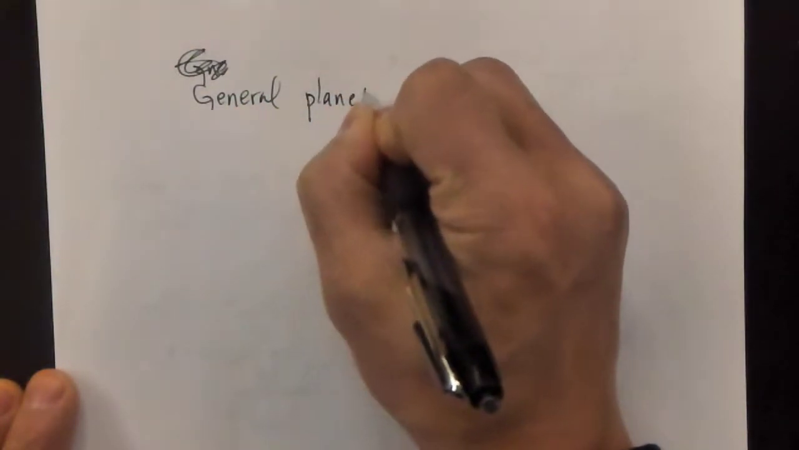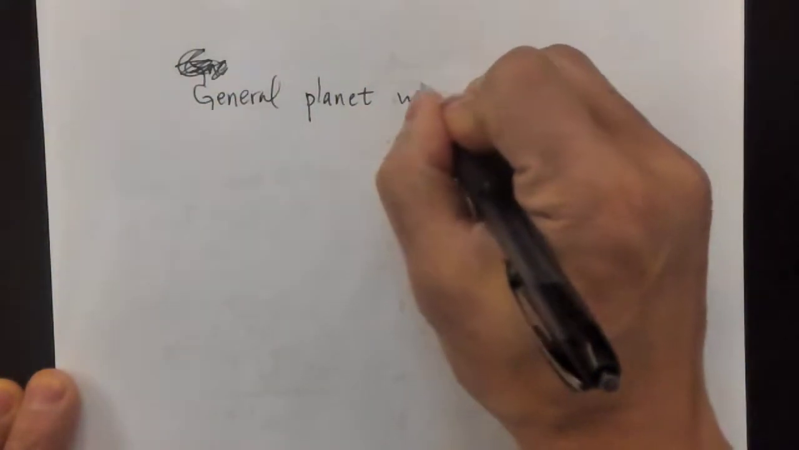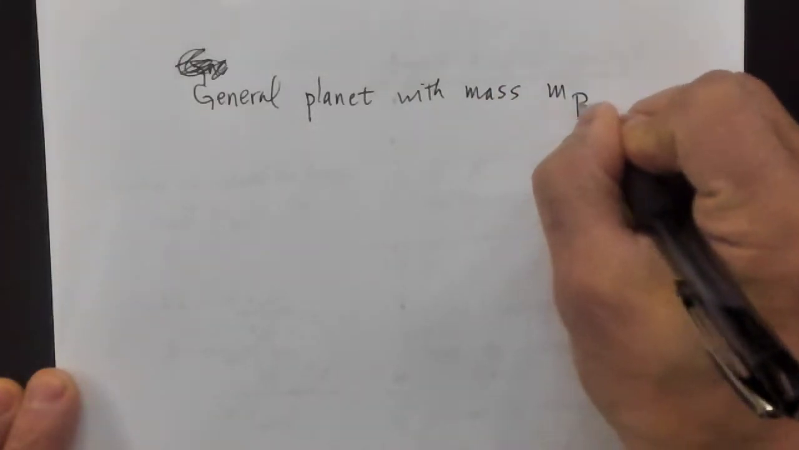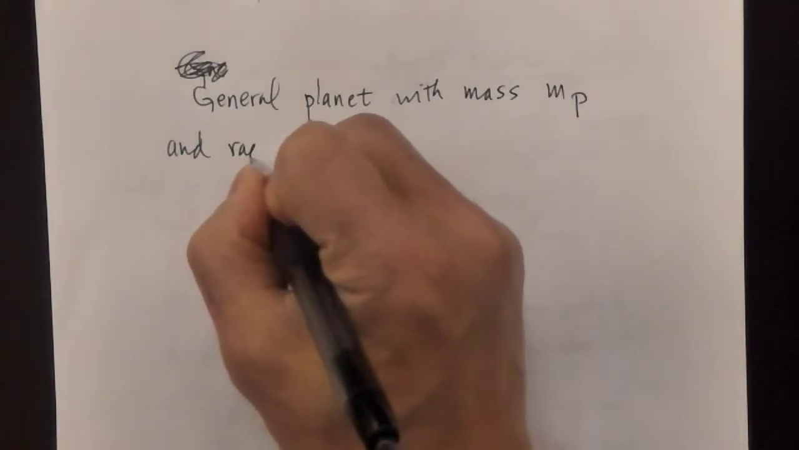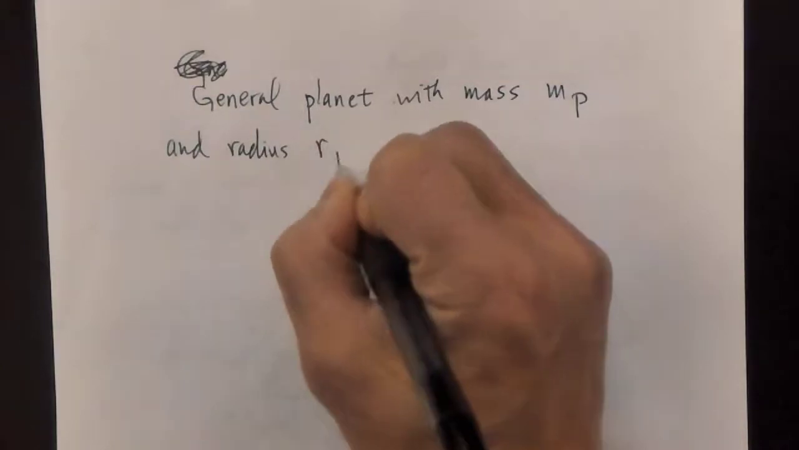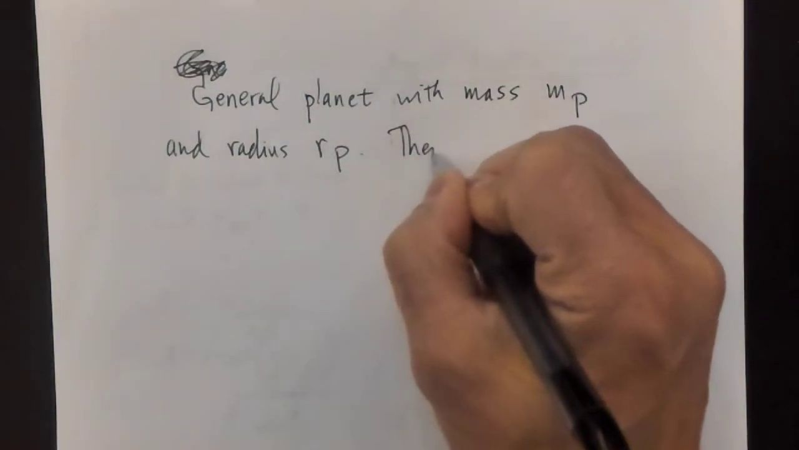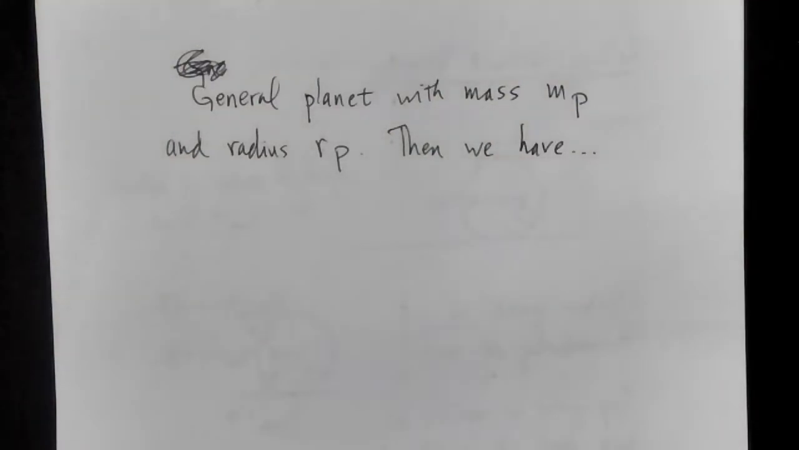Planet. Let's call it, well, I don't need to give it a name. It's a general planet with mass m for MP, planet, and radius RP. And then we do the same calculation.